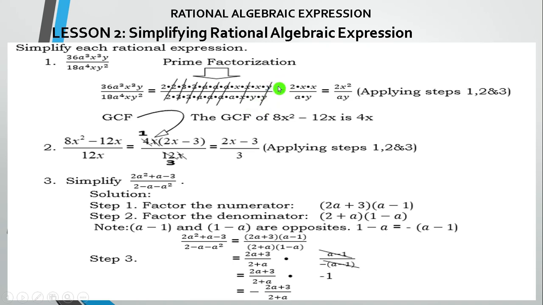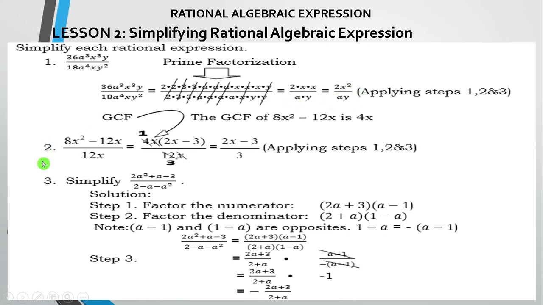So, ang naiwan sa ating numerator ay 2, di ba? 2. Tapos may dalawang x, di ba? X times x. Sa ating numerator ay merong a at saka si y. So, a times y. Simplify. So, 2 times x, that is 2x squared. Di ba? Okay? Then, ating denominator ay a times y. That is ay. So, applying steps 1, 2, and 3. Okay? So, therefore, our answer is 2x squared over ay.